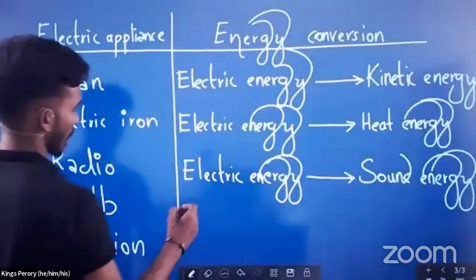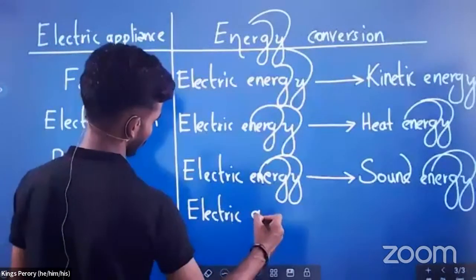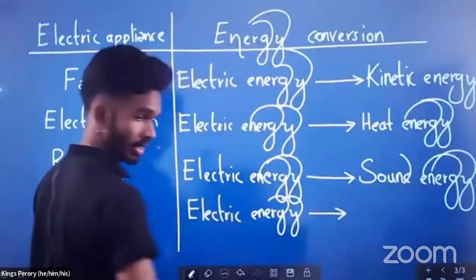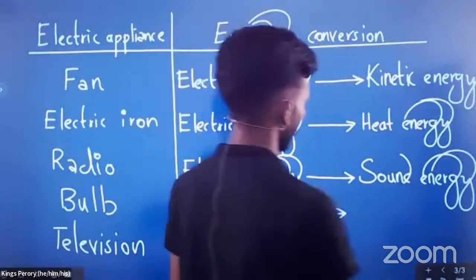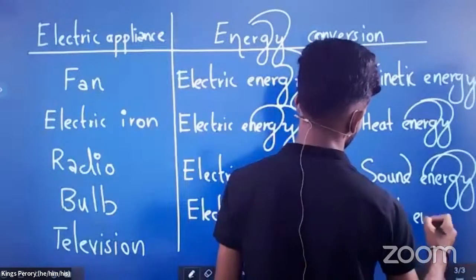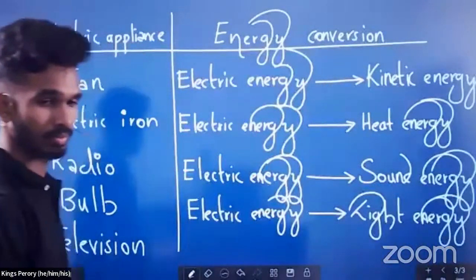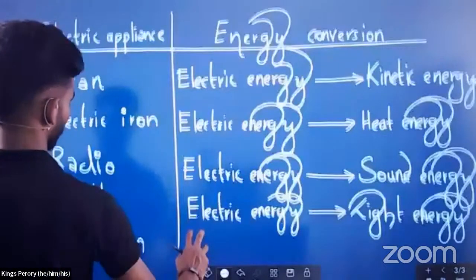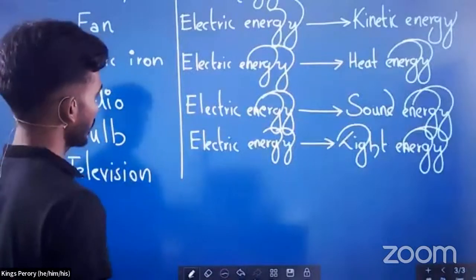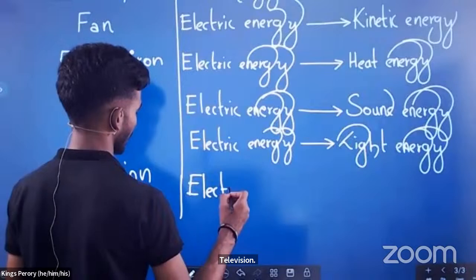Bulb. Bulb, there you go, electric energy into light energy. Finally, television. Television: input is no doubt electric energy.